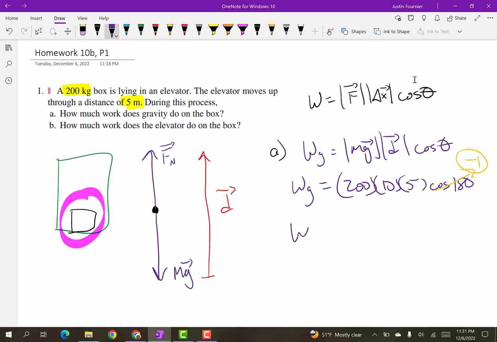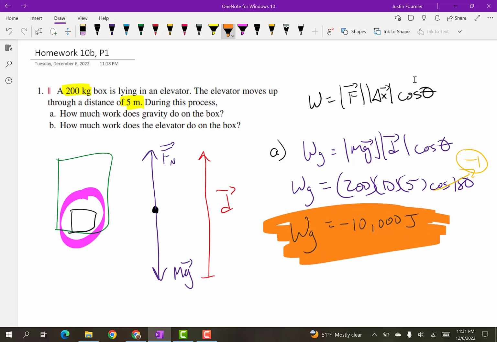And so the work done by the gravitational force is the weight, which is 200 times 10, times the displacement, which is 5. And then cosine of the angle between this vector and this vector is 180 degrees because the displacement points up, but the gravitational force points down. And cosine of 180 is -1. So the work done by the gravitational force is going to be, let's see, 2,000 times 5, that's 10,000, times -1 though, so it's -10,000 joules. All right, there's that answer.